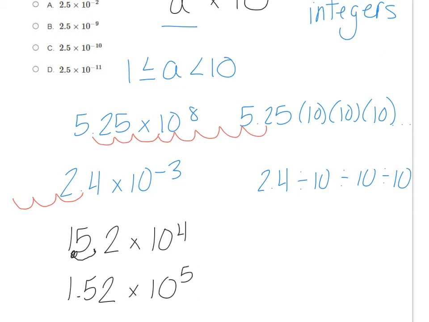So again, I'll write it again, the 15.2 times 10 to the 4th, that actually is not written in scientific notation. You would have to change it to this. So you have to make sure that this number is greater than or equal to 1, but less than 10.